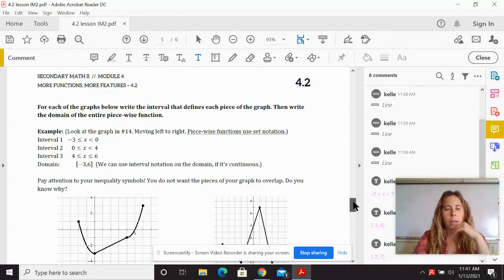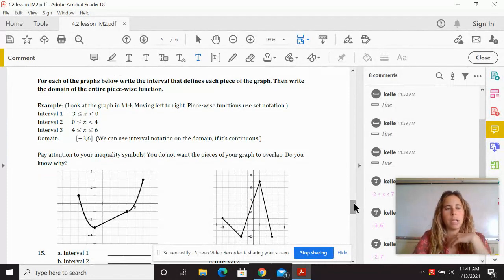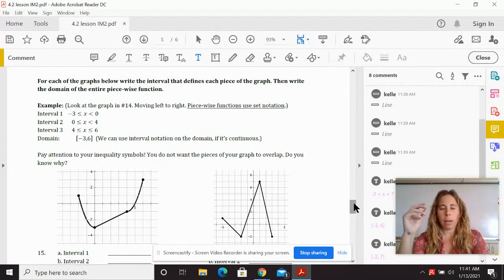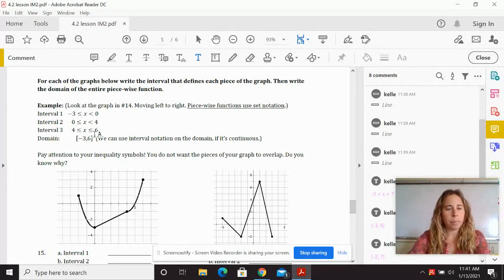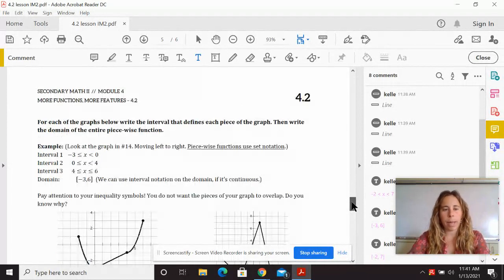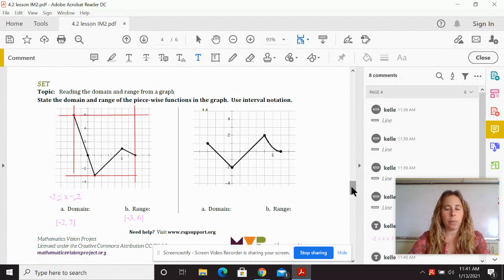Let's keep on going. For each of the graphs below, write the interval that defines each piece of the graph. Then write the domain of the entire piecewise function. So it doesn't want the domain of each little interval. It wants the domain of the entire graph, just like you were doing for 13 and 14. Just domain. Write the domain of the entire graph. They give you an example. So they looked at number 14, which we can scroll back up.